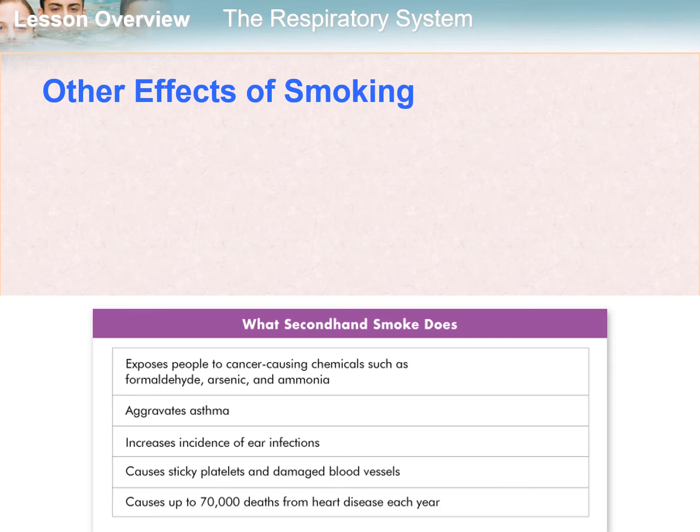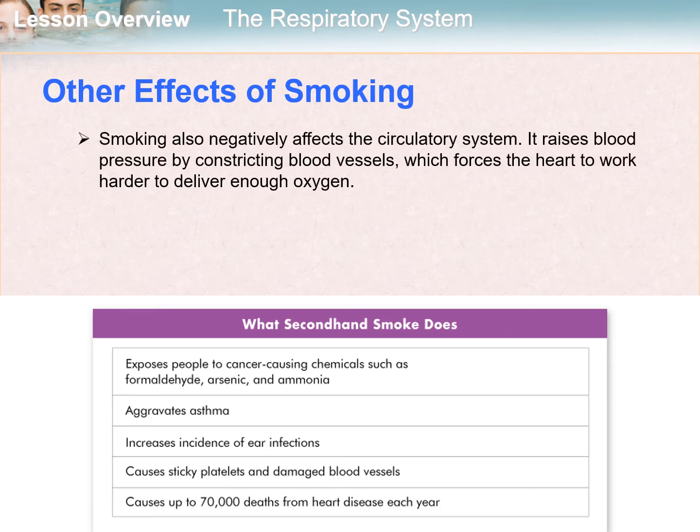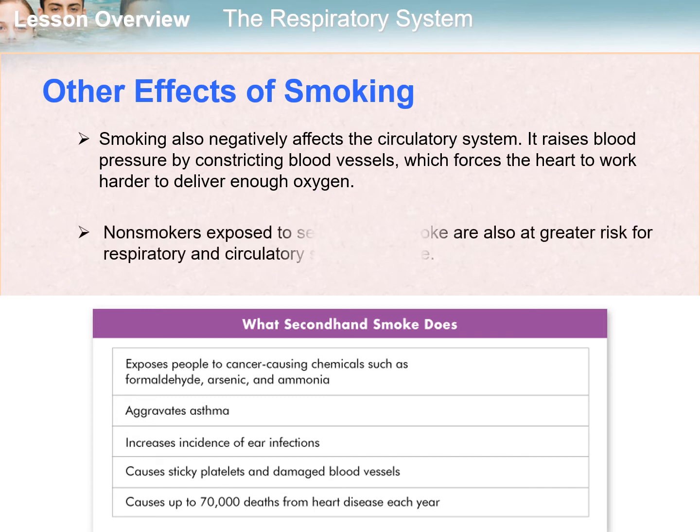Smoking can also affect the circulatory system. It raises blood pressure by constricting blood vessels, which forces the heart to work harder to deliver enough oxygen. Non-smokers are also exposed to secondhand smoke and are also at greater risk for respiratory and circulatory system disease.